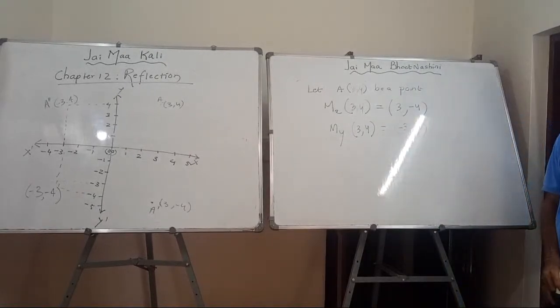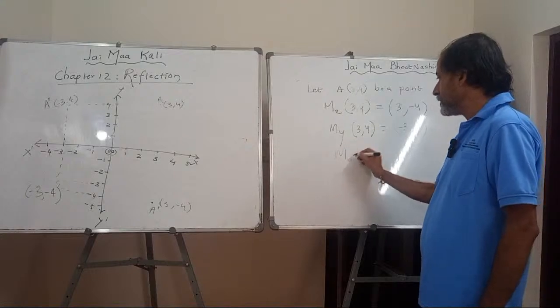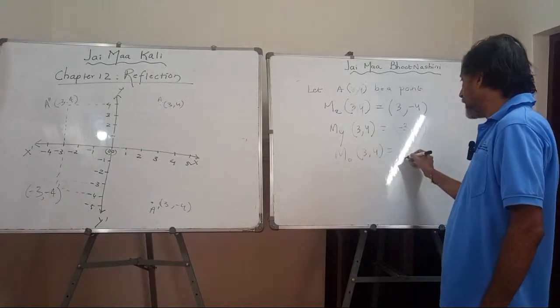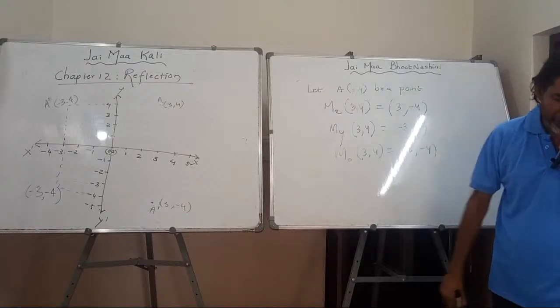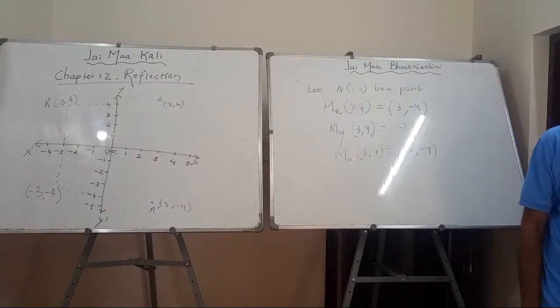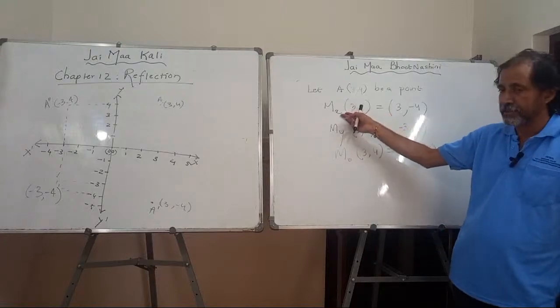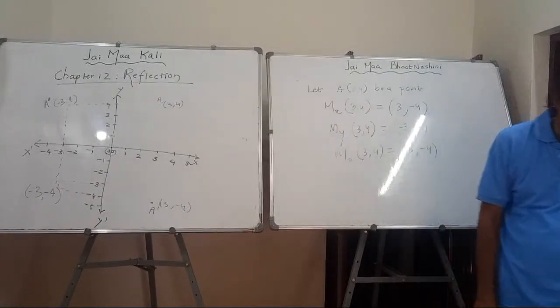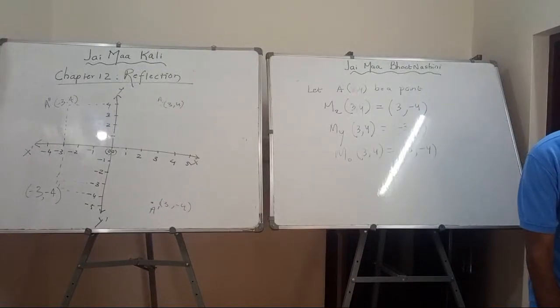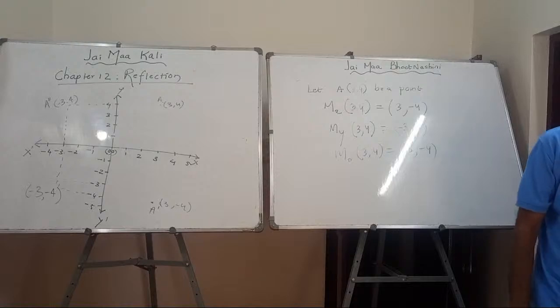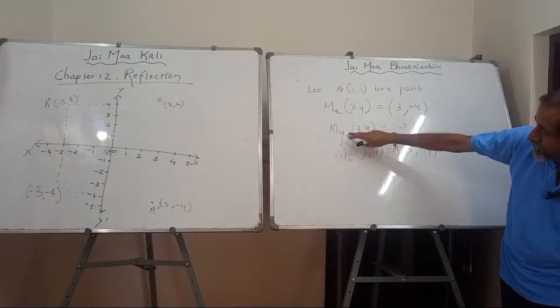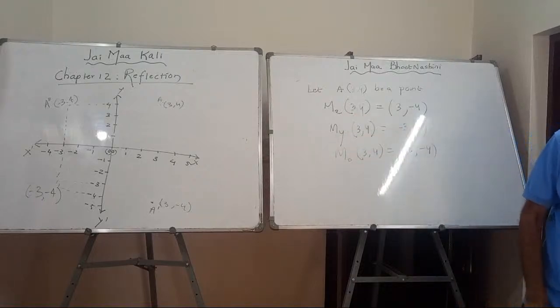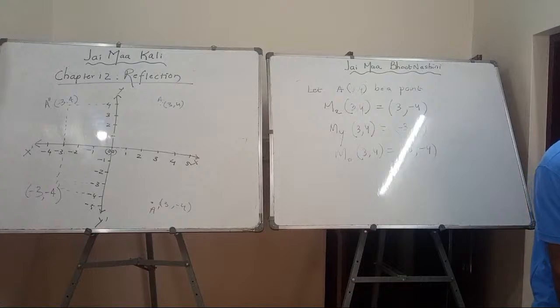You guys are getting it or no? If it is at the origin, it is -3, -4. So the x-axis is the mirror, the y-axis is the mirror, the origin is the mirror. Or basically you can think of it as reflection in the origin, reflection in the y-axis, reflection in the x-axis. Understood, right?